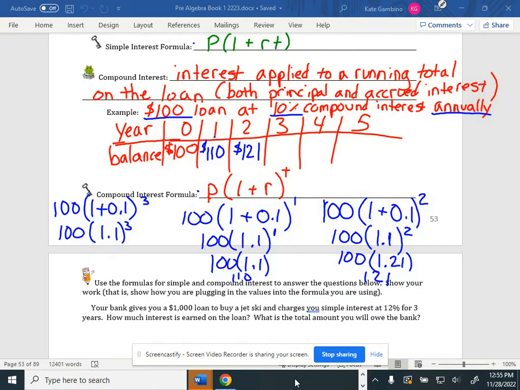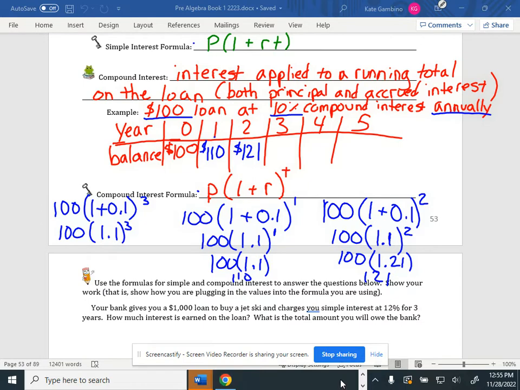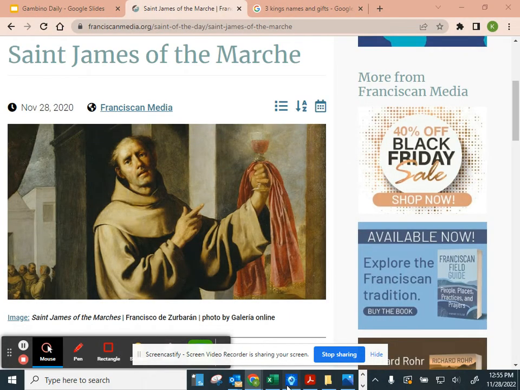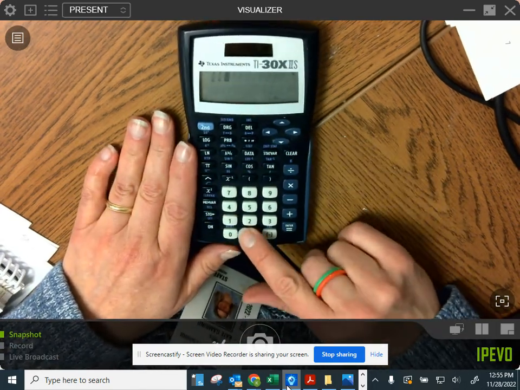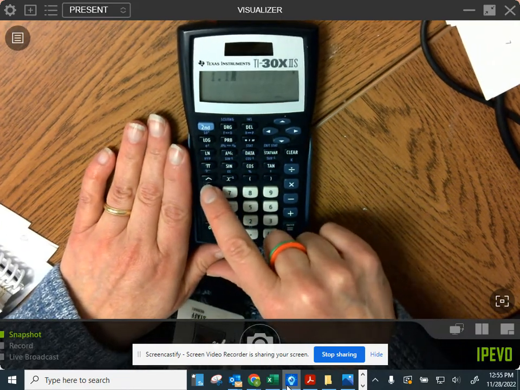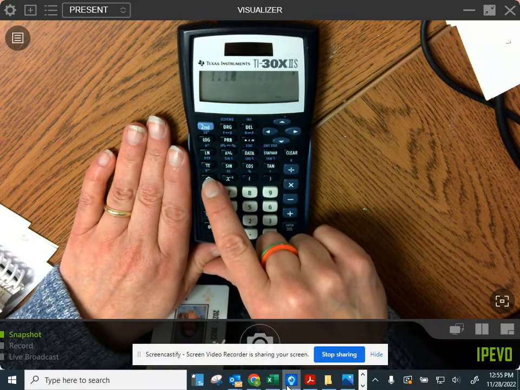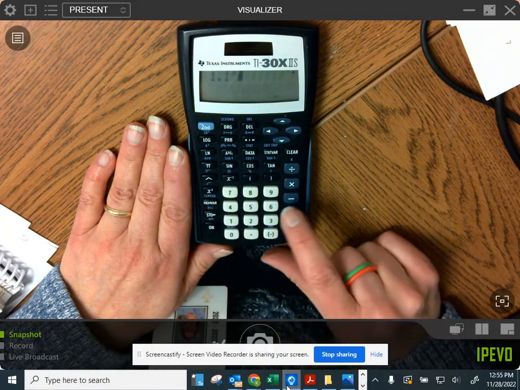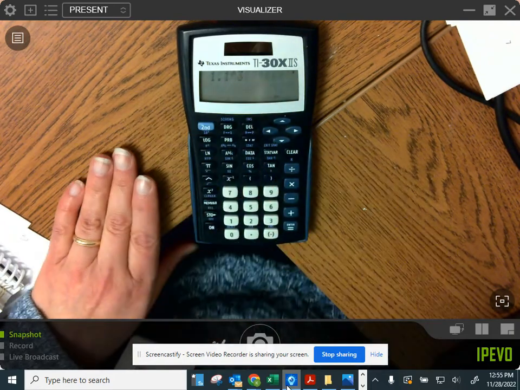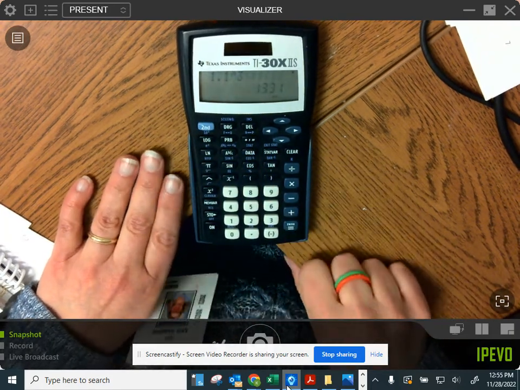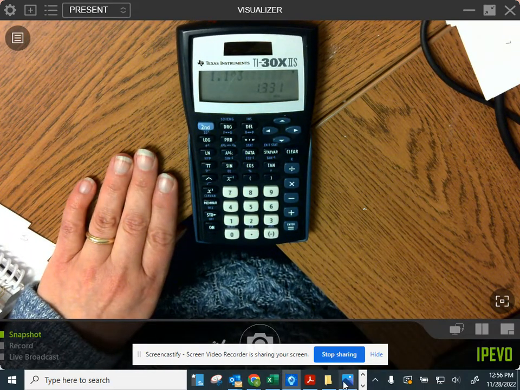So, on your calculator, we have 1.1, and we want to go to the third power. So I need to go to my little caret there. Remember that little triangle pointing up? Yeah. Means I'm going to go up to my exponents. And I want to go to the third power. So that little thing there means I'm going up to my exponent. And I hit equal, and I get 1.331.